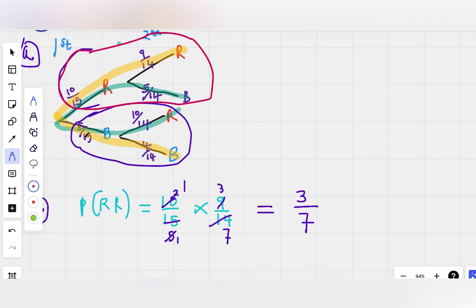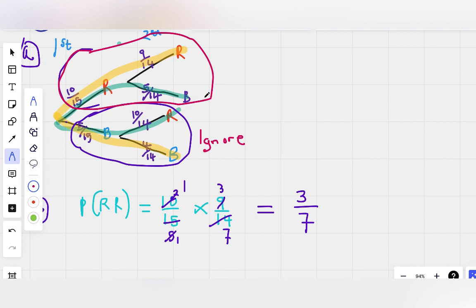This one does not have the first one chosen to be red. Does it? So we're going to ignore it. Ignore this branch, the lower side of the tree. You ignore it. Is that okay? So you concentrate on the upper part of the branch.